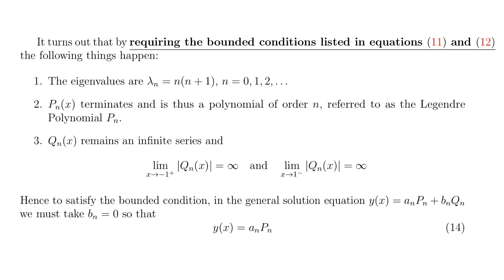Hence, to satisfy the bounded condition in the general solution, where we had a linear combination of p and q, we're going to have to take the coefficient of q, b sub n, to be 0, so that the solution is bounded, as in 14.